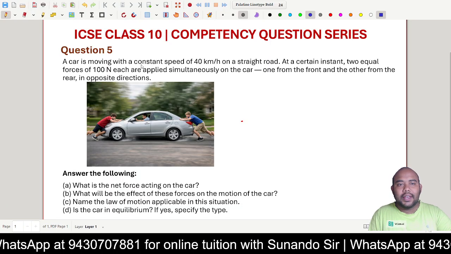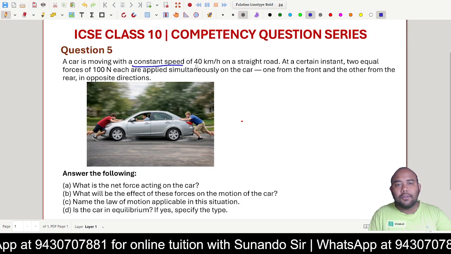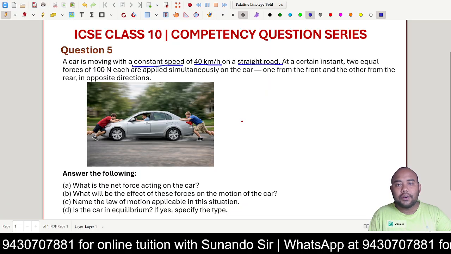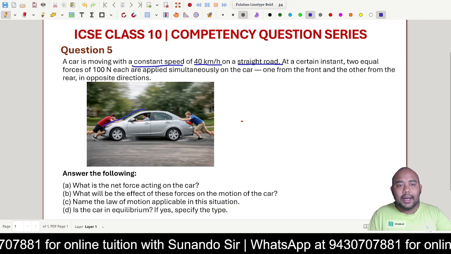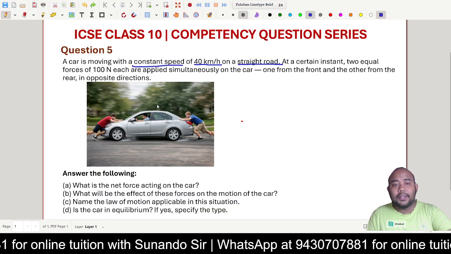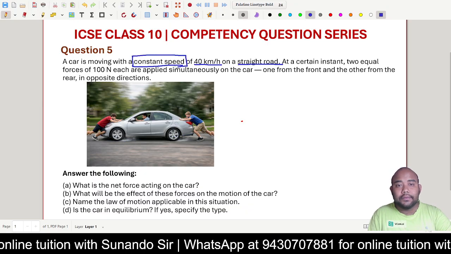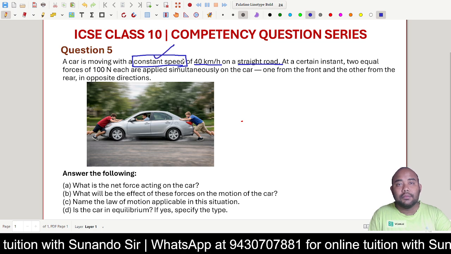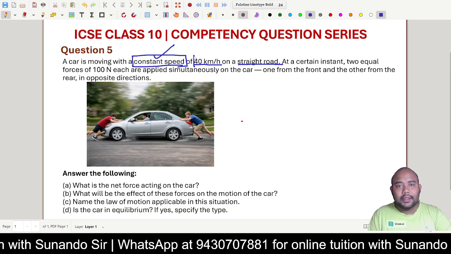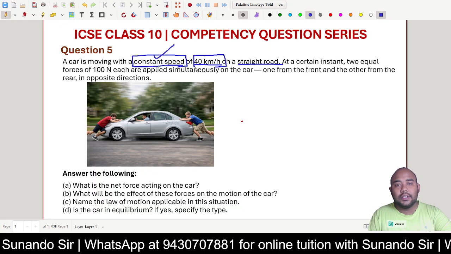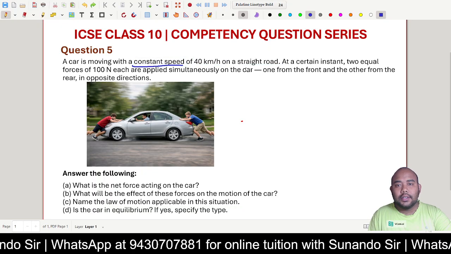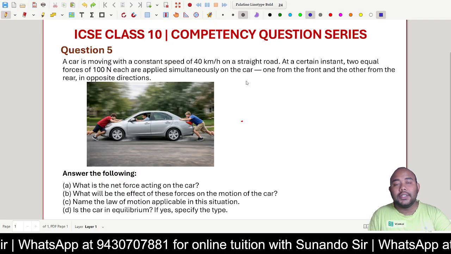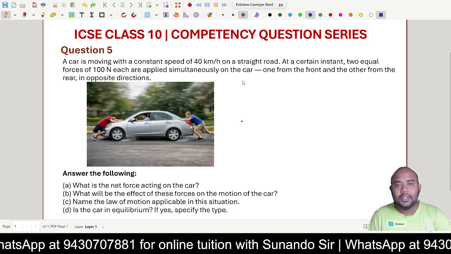A car is moving with a constant speed of 40 km per hour on a straight road. तो यहाँ पर एक कार के बारे में कहा गया है. This car is moving with a constant speed. It is very important to note that it is moving with a constant speed, and that speed is 40 km per hour on a straight road. Okay, straight road also is important because it tells us that the direction of the body is not changing.